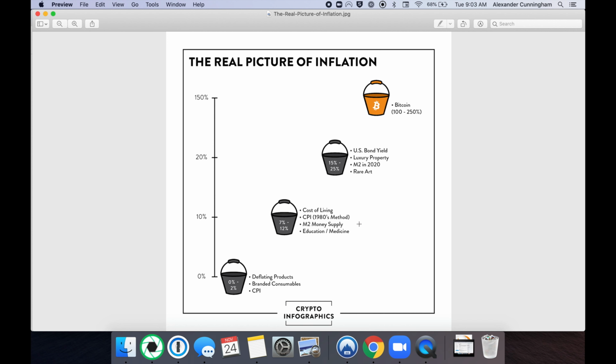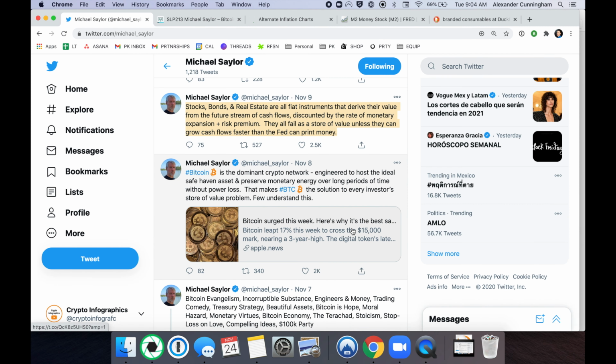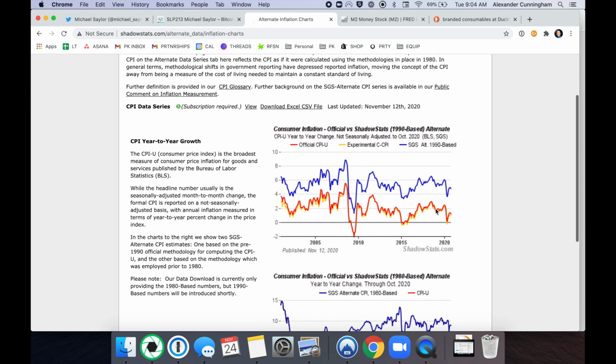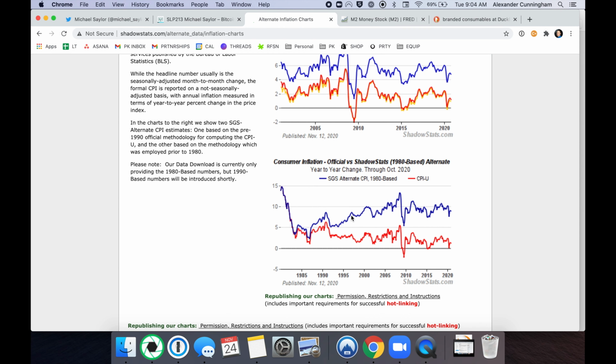And actually, the calculation for the CPI is 107 pages long. It is ridiculous. There's no reason that calculating an accurate picture of the inflation that consumers experience needs to be 107 pages long. So I'll show you a couple things here. ShadowStats is an outstanding resource, and this is the CPI if we calculated it using the 1990s CPI, and you can see it hovers around 4 to 6%. If we go back further to the 1980s based CPI calculation, we can see that it hovers between 5 and 10%.